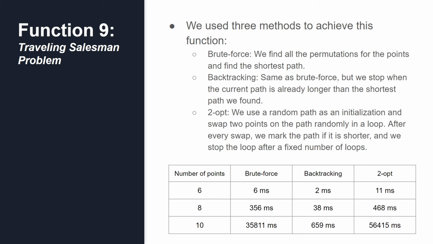And the third one is 2-opt optimization. We use a random path as an initialization and swap 2 points on the path randomly in every loop. And after every swap, we mark the path if it is shorter, and we stop the loop after a fixed number of loops. And we mark the runtime for these three methods on different numbers of points, and we can see that backtracking is much faster than brute force as we expected. And the 2-opt optimization is sometimes faster and sometimes slower, but the biggest flaw for the 2-opt optimization method is that it cannot guarantee we get the shortest path every time.